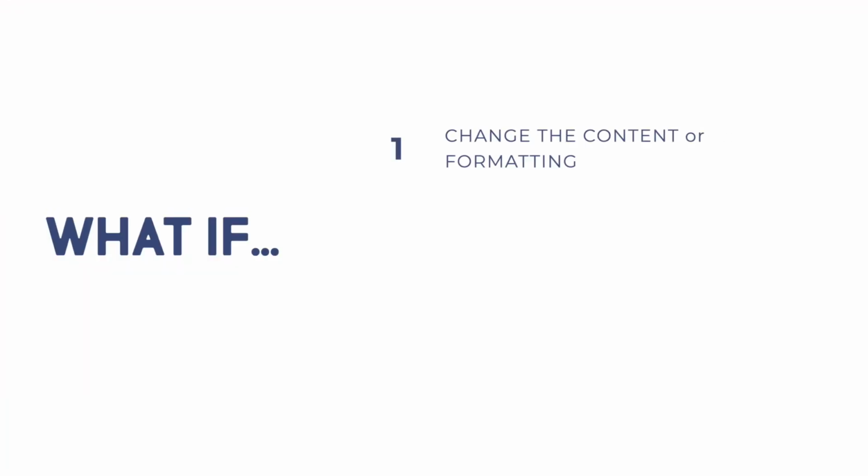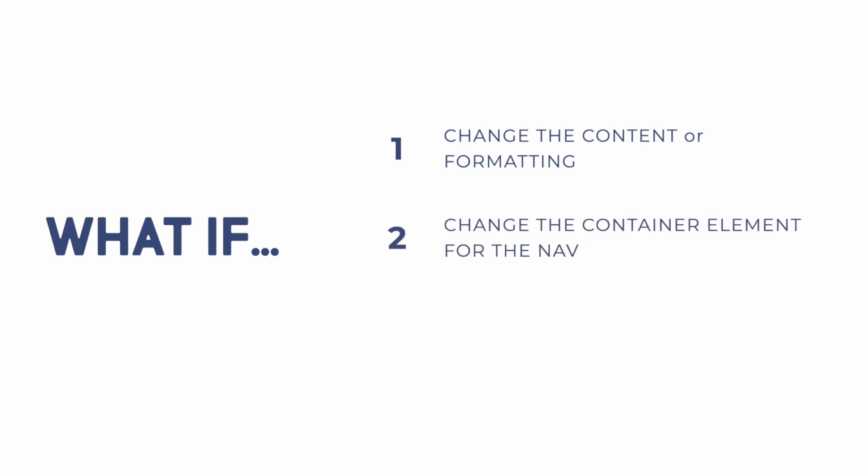So let's look at some of the changes that could come our way in the future. One change could be that you would want to change the content or formatting. Another could be that you would want to change the container element itself. And a third change could be that you would want to change the list item itself. To solve these three problems, what we could simply do is create a function that accepts all these dynamic parts as parameters, and the code would look something like this.